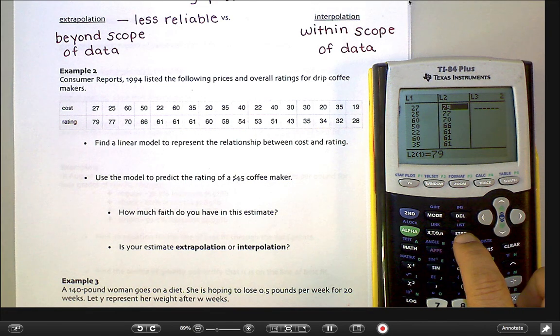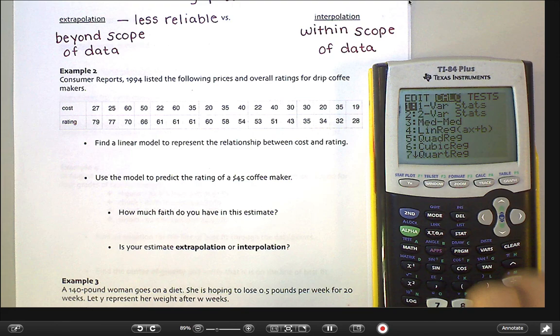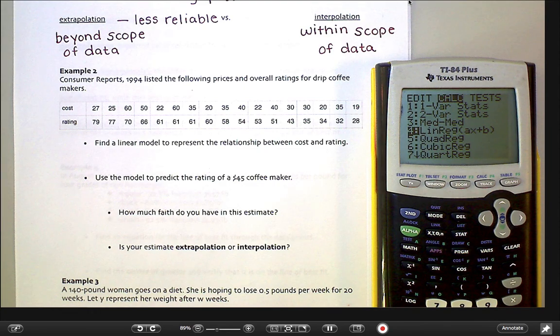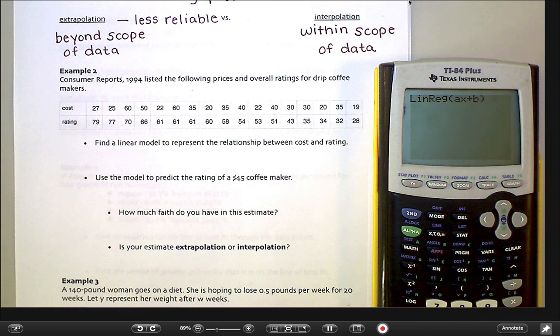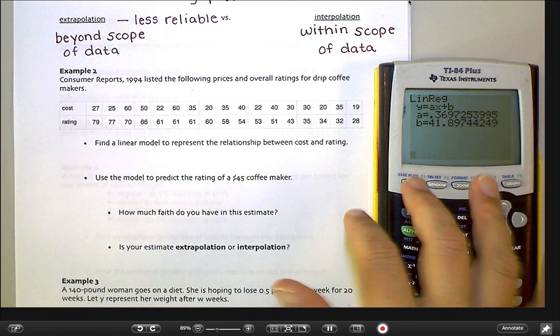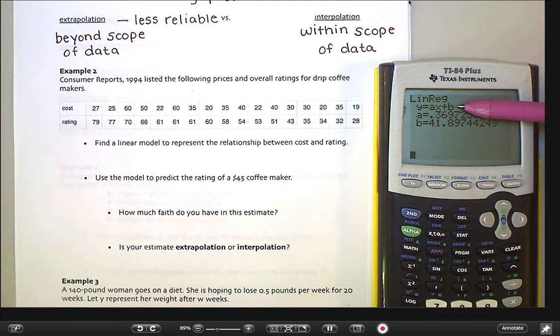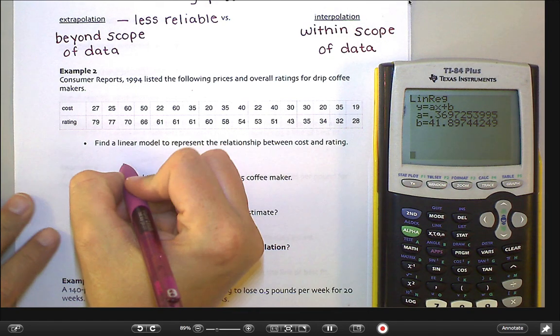And then I'm going to go back to stat. I'm going to go over to calc. And then option number 4 is linear regression. Okay? Now, on this calculator, when I hit enter, it just brings me to that screen, and then I can just hit enter again. That's what I'm looking for. If your screen gives you some other stuff like list 1, list 2, and then at the bottom it says calculate, you just go down to where it says calculate and hit enter. Okay? So, based on this, y equals ax plus b, my linear model would look like this.